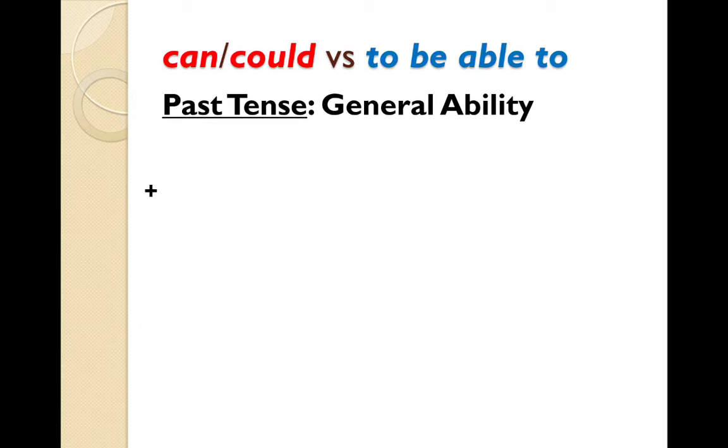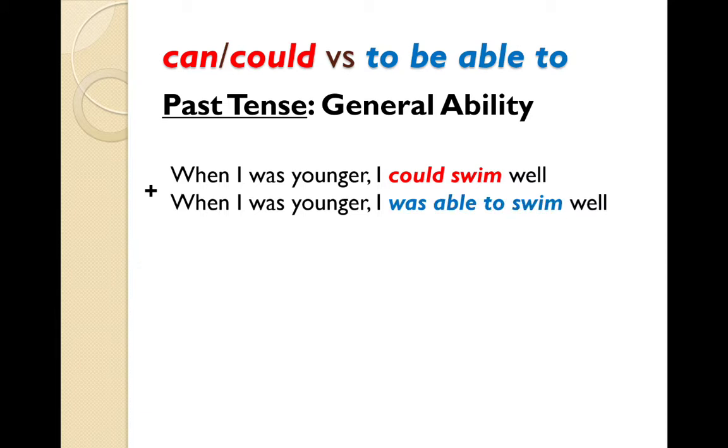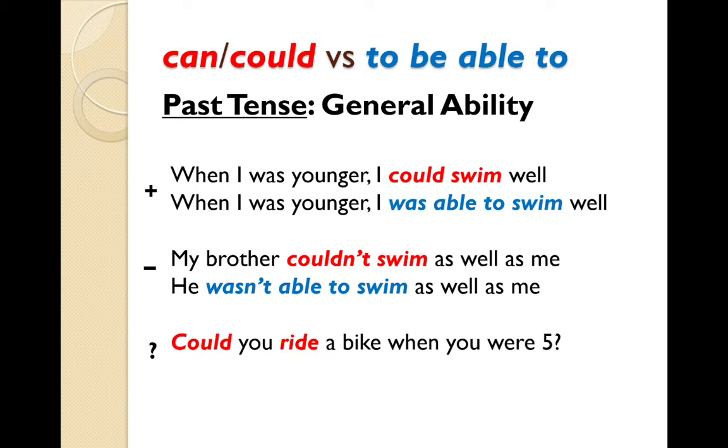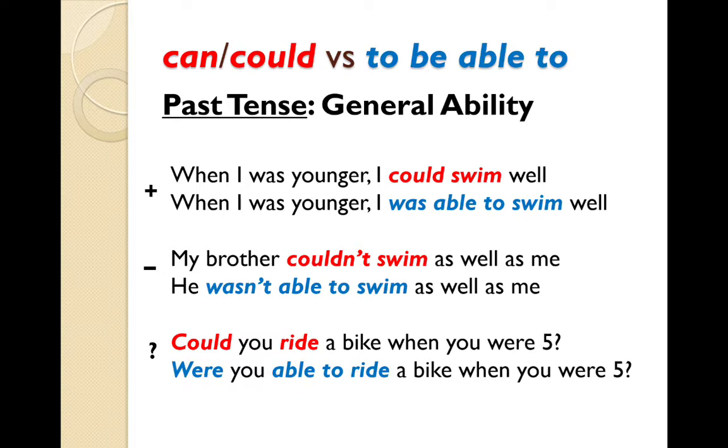So a positive phrase: when I was younger, I could swim well. When I was younger, I was able to swim well. The negative: my brother couldn't swim as well as me. He wasn't able to swim as well as me. And in the question: could you ride a bike when you were 5? Were you able to ride a bike when you were 5?